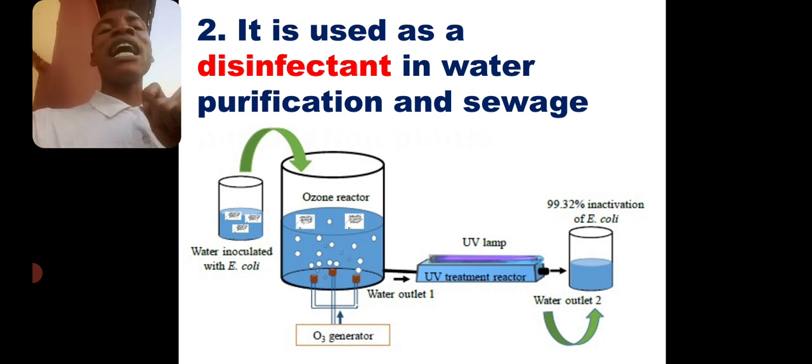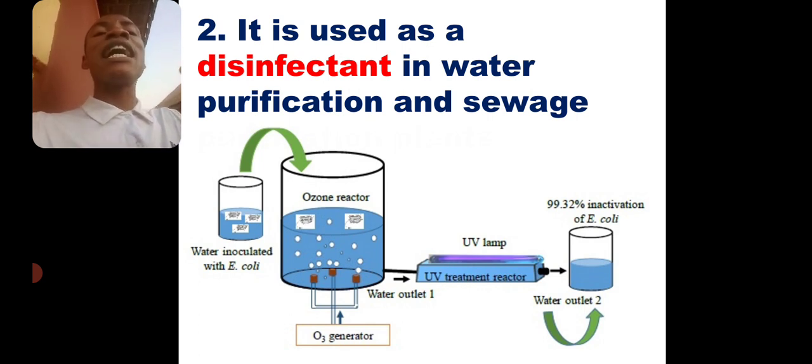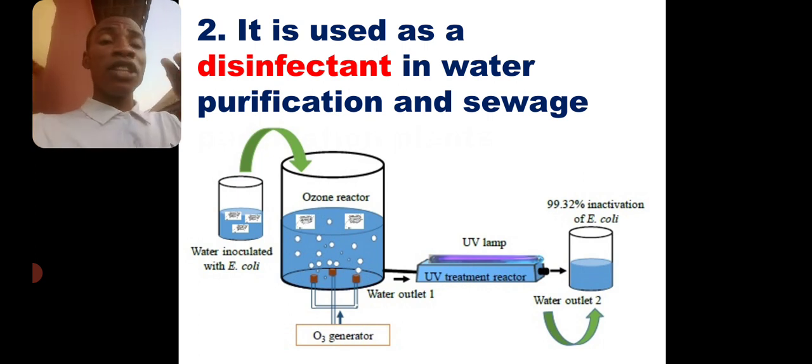But the difference is that if you kill a germ with ozone inside water, another germ can still infect that water. But if you use chlorine to kill a germ, there's always a residual chlorine in the water that will kill future germs that want to find their way into that water.